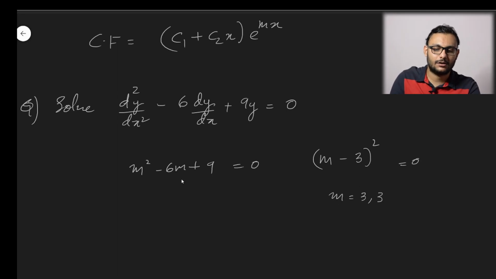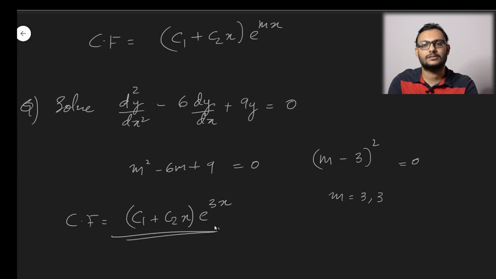In this case, the complementary function is given by (c1 plus c2x) into e raised to mx. The value of m is 3, that is e raised to 3x. This is the second kind of result obtained by the repeated roots.